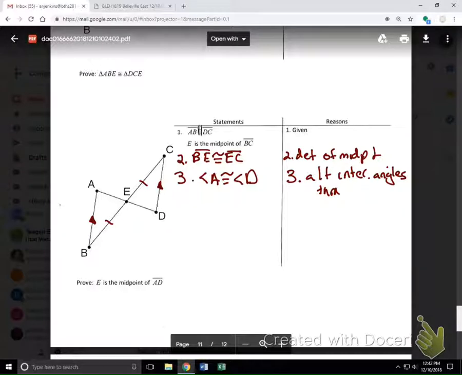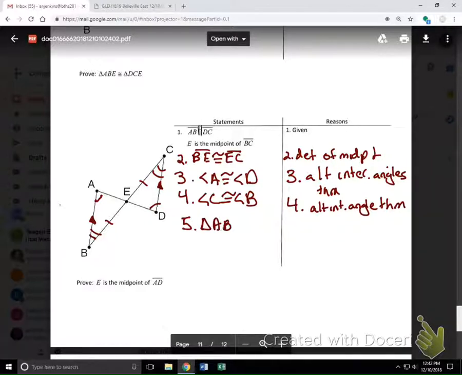I also know that C is congruent to B. And I know this based on that same theorem, alternate interior angle theorem. So once again, I can say that my triangles are congruent. So I have triangle ABE is congruent to triangle DCE. And I know this by angle, angle, side. Remember that side is not included.